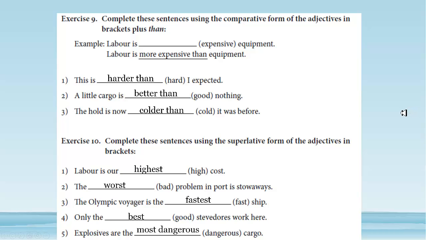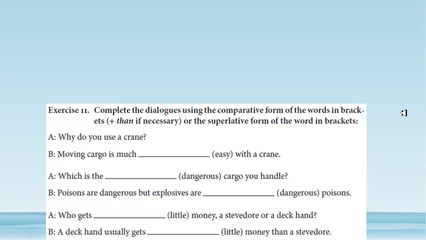Great. Well, let's go on to exercise 11. And in this exercise, you had to decide was the comparative or the superlative form that you wanted. Let's go ahead. A, why do you use a crane? B, moving cargo is much, and then here's the adjective, easy. Remember what I said about adjectives that end with y? If you're going to add an er or est, you got to get rid of the y and add an i, er or est. So moving cargo is much easier with a crane.